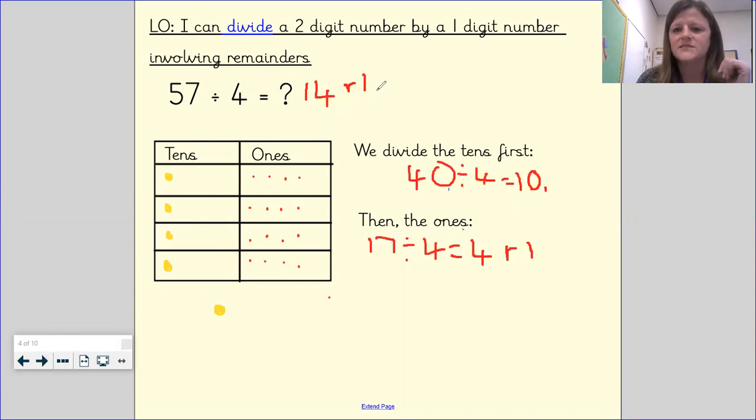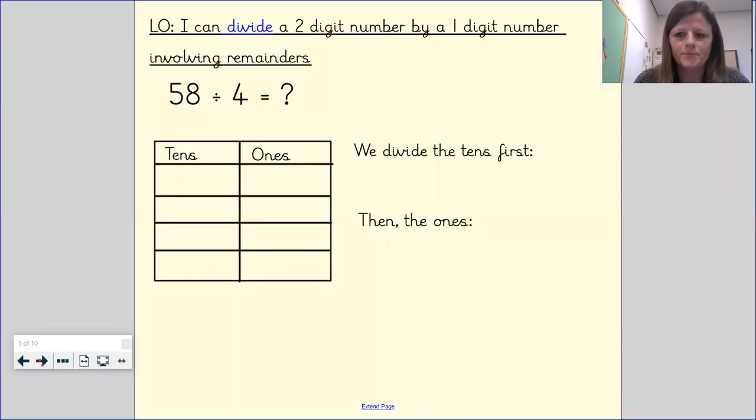Okay, let's go on to the next one together. Have another go. Might need to pause the video to be able to help me. So we've got 58 divided by 4. I've shared my grid by the divisor, so I've got 4 equal columns, 4 equal groups, and I'm sharing my 5 tens amongst 4 groups. So 1, 2, 3, 4, 5 tens, because I know that 40 divides into 4.